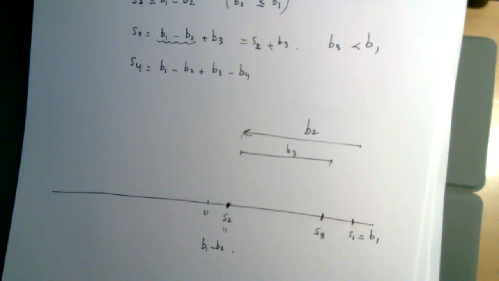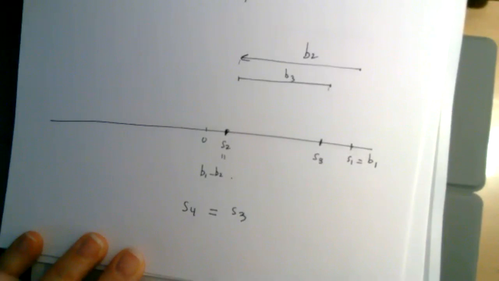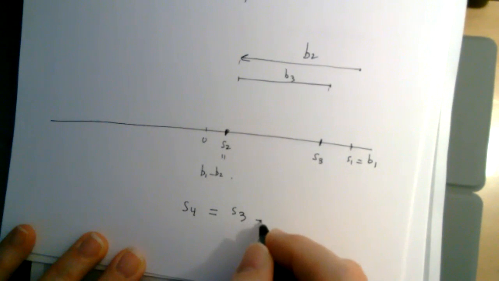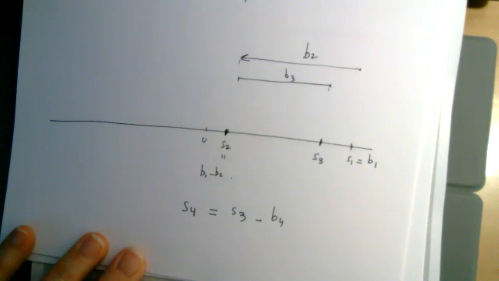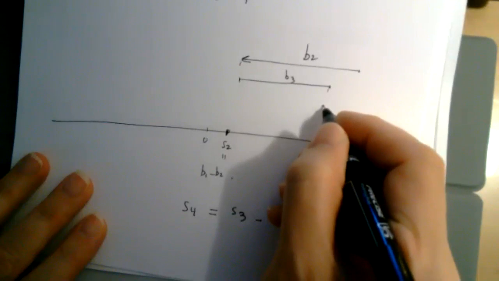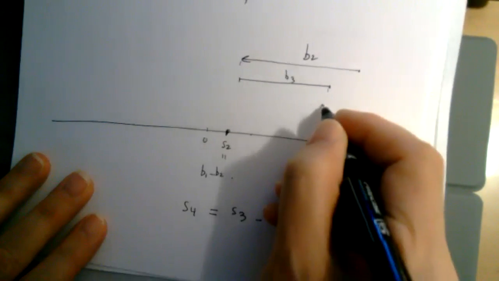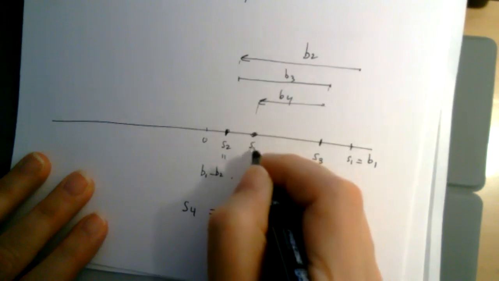That's S3. What is S4? Can you visualize it? Where is S4? S4 is S3, the previous sum, but we're going to take away B4 from it. That's what S4 is. Can we visualize S4? Remember, the B's are decreasing. So what is S4? It's S3, you're going to take away B4. My S4 is going to be here.